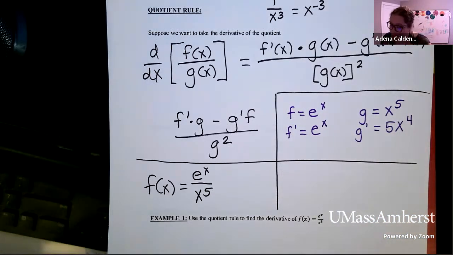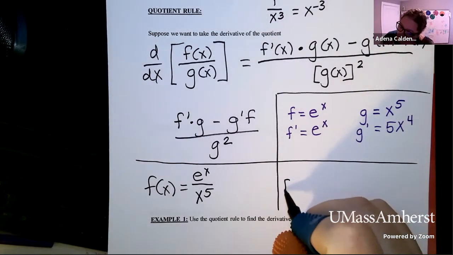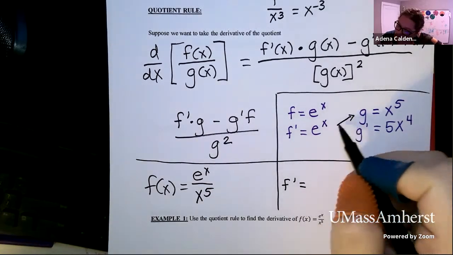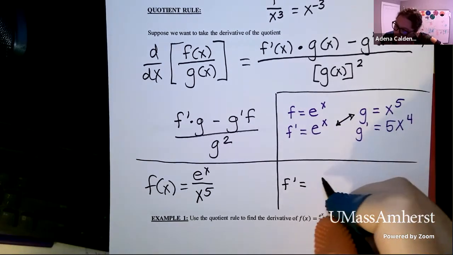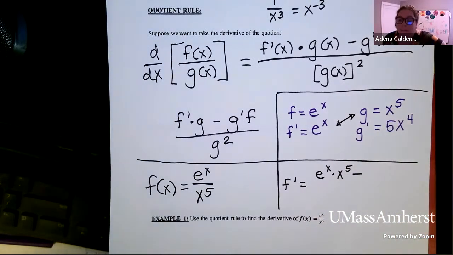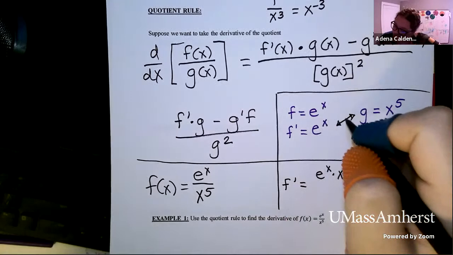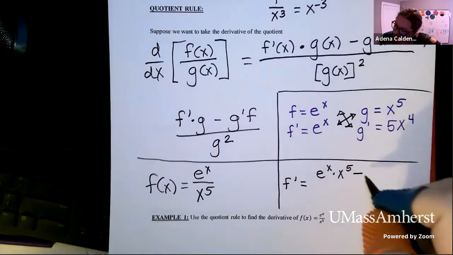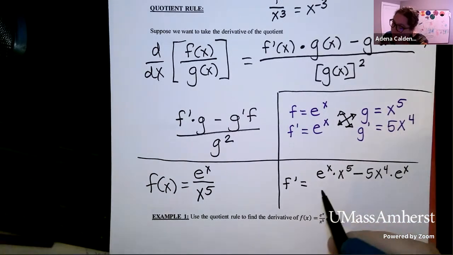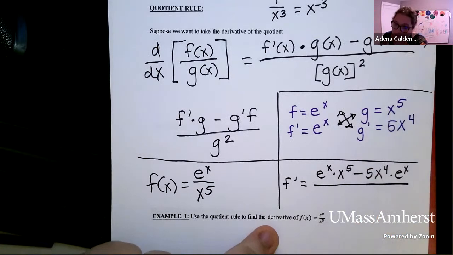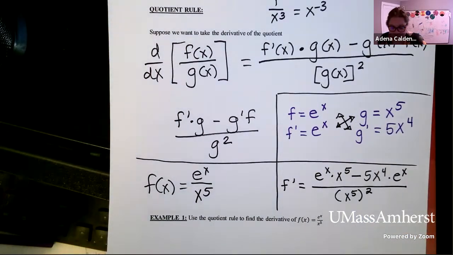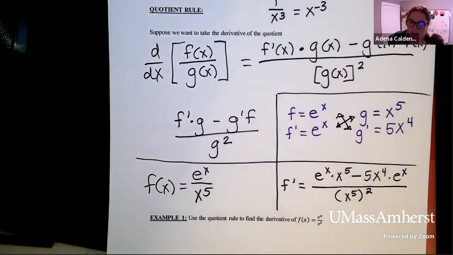Okay. Once we have those pieces, we're going to plug everything back in to the quotient rule. So we're going to do f prime times g. So we have e to the x times x to the fifth minus g prime times f. So 5x to the fourth times e to the x, all divided by g squared. So x to the fifth squared. Okay, so this is what our derivative looks like.